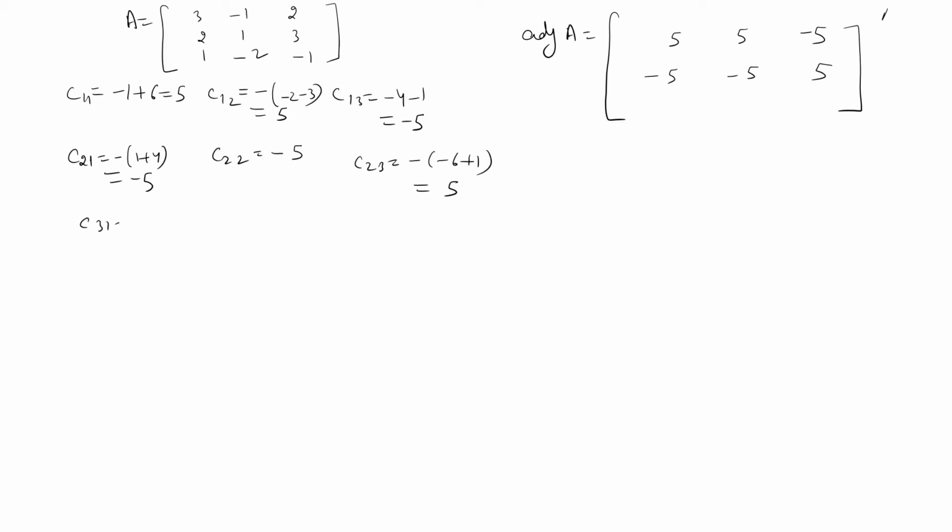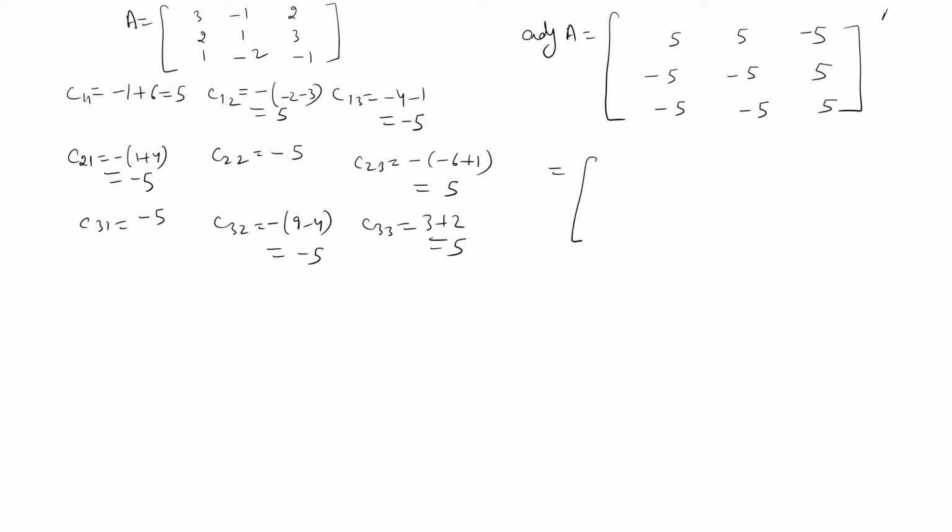Now for 3,1, 3,2, 3,3. So for 3,1, it is minus 3, minus 2, that is minus 5. For this, it is 9 minus 4, so it is minus 5. And for the last one, it is 3 plus 2, that is 5. So it is minus 5, minus 5 and 5.